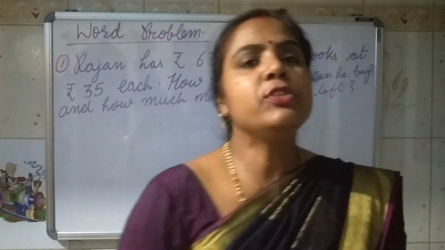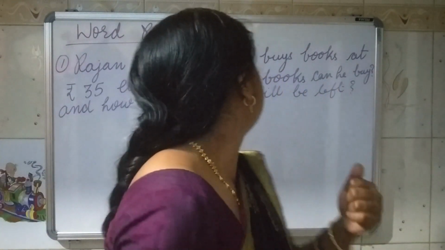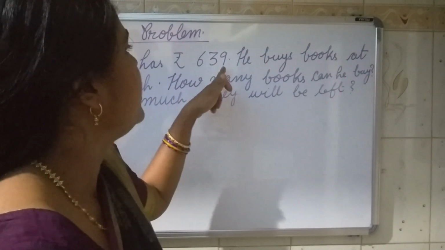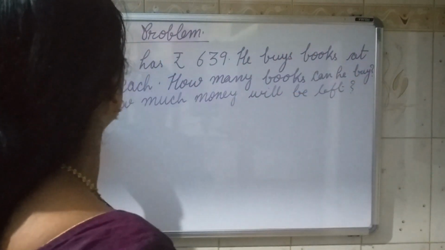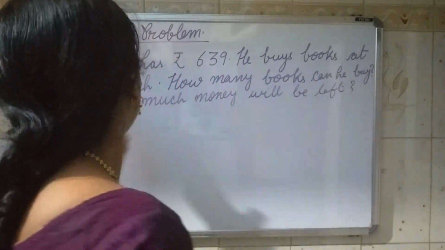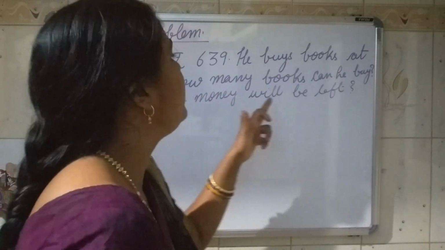Okay, now we are switching to the word problem. Let's come to the word problem. Rajan has rupees 639. He buys books at rupees 35 each. How many books can he buy and how much money will be left?